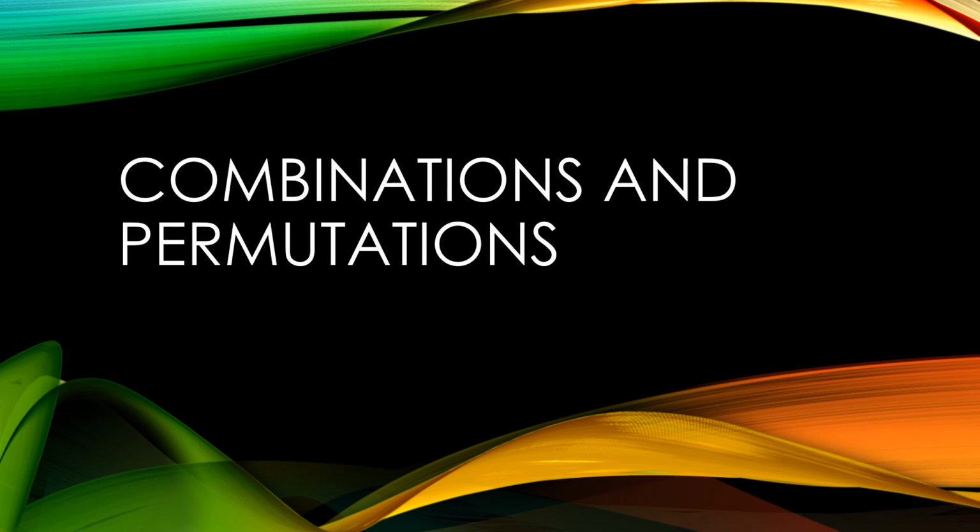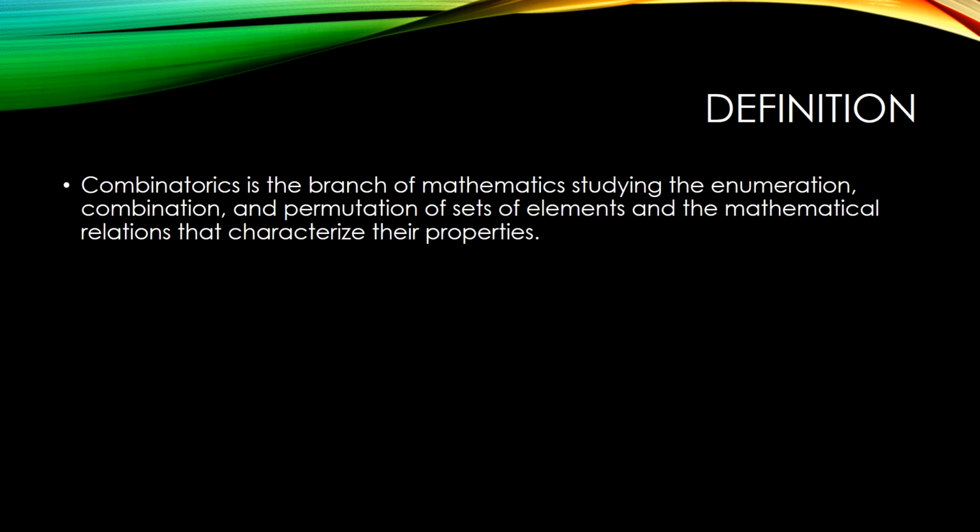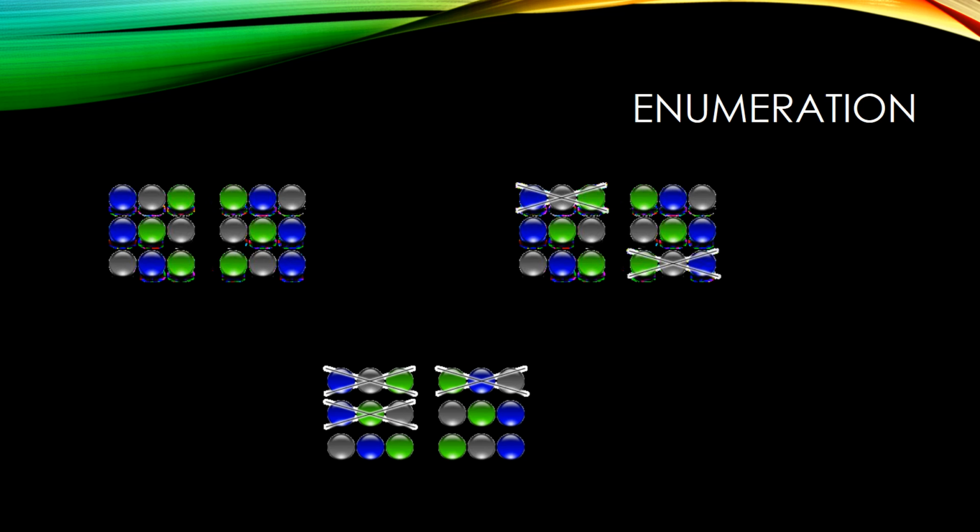Combinations and permutations. Combinatorics is the branch of mathematics studying the enumeration, combination, and permutation of sets of elements and the mathematical relations that characterize their properties. Enumeration is a method of counting all possible ways to arrange elements.